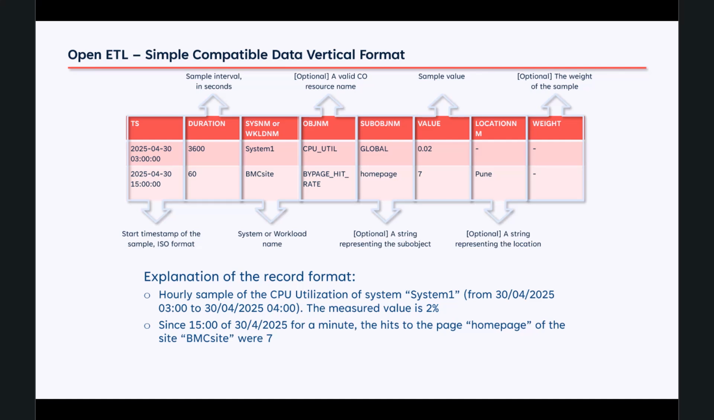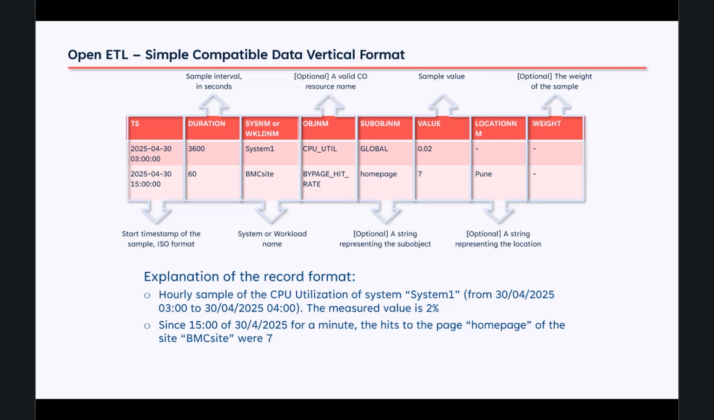The last mandatory column is the value of the metric you are loading, so percentages can be represented between 0 and 1 or between 0 and 100. In this case, this represents 2%, or as integer, depending on the metric. So this example shows 7 hits in the last 60 seconds for that page. Optional columns are the weight of the sample and the location name that you can leave not populated.